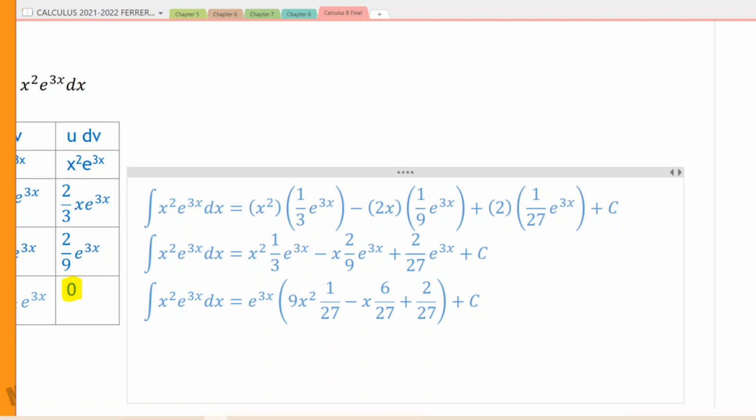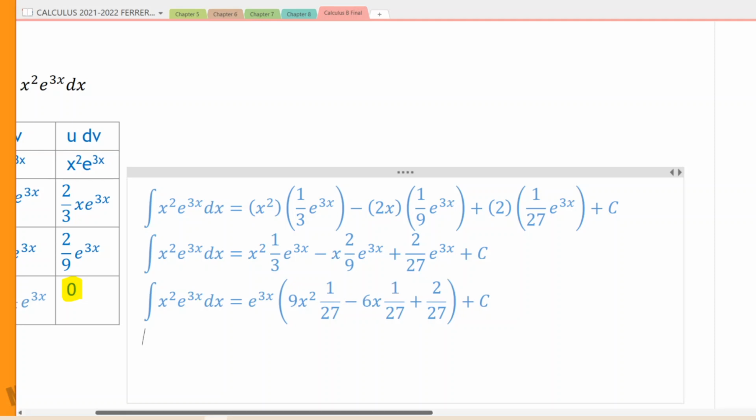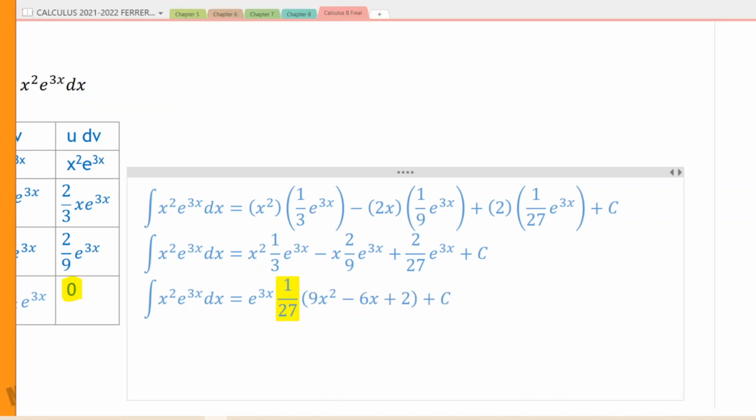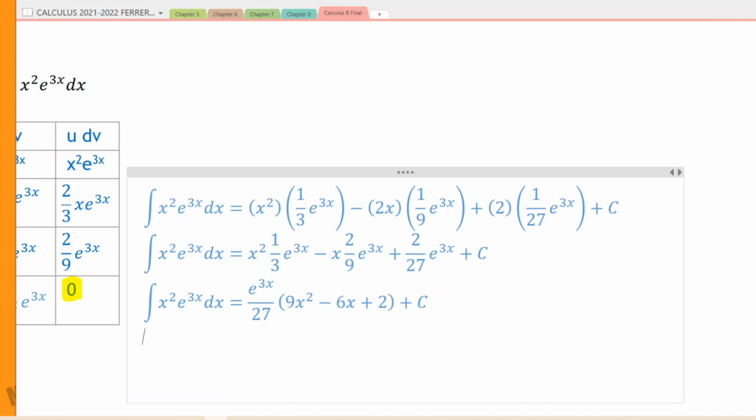We'll do the same thing with 6 over 27. We'll make that 6x multiplied by 1 over 27. And then 2 over 27, we can make that 2 multiplied by 1 over 27. And now you can see I've set myself up to factor out that 1 over 27. And then we can simplify that e to the 3x multiplied by 1 over 27. And that just about does it for simplification.